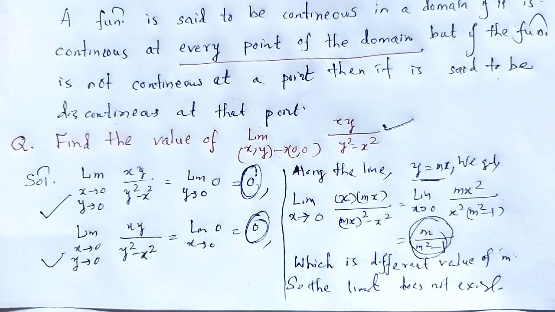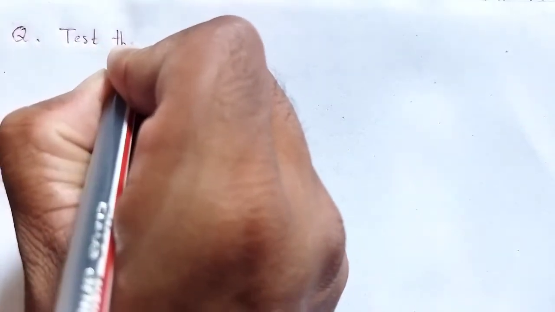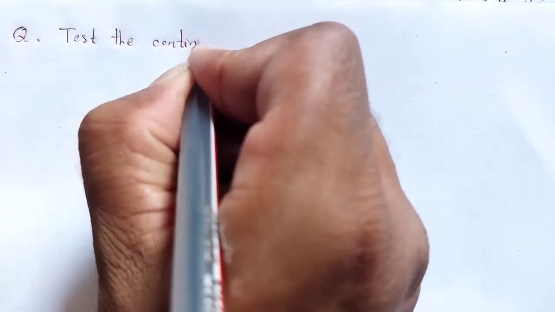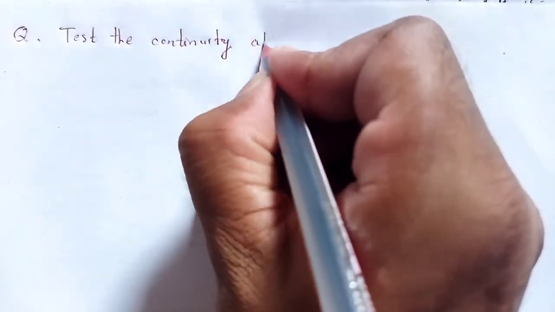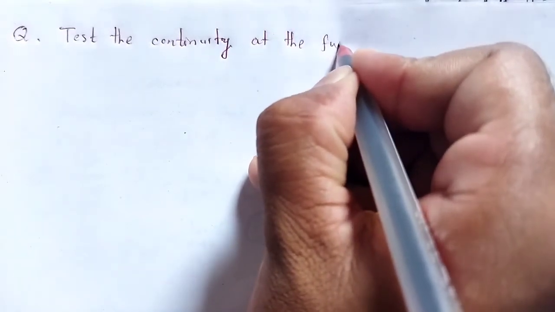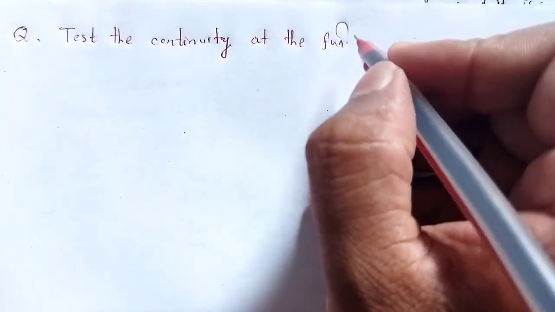This is a problem related to our limiting concept of functions of more than one variable. So again, a question for the continuity concept. The question is given as: test the continuity of the function at the origin.